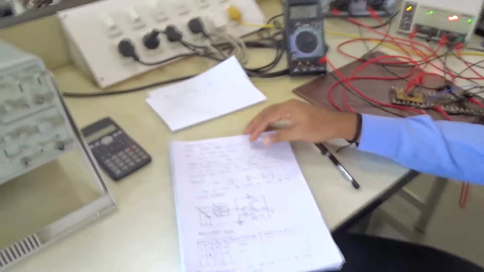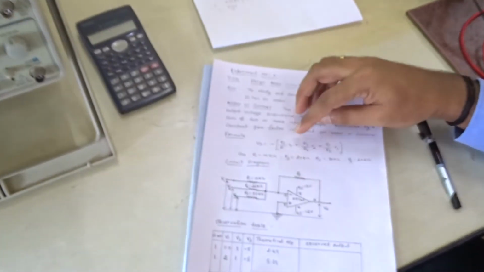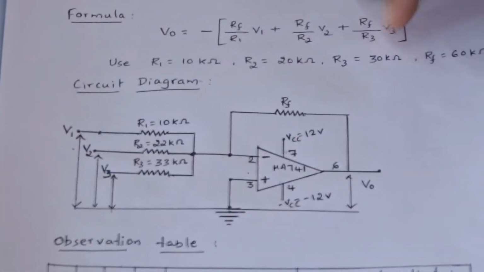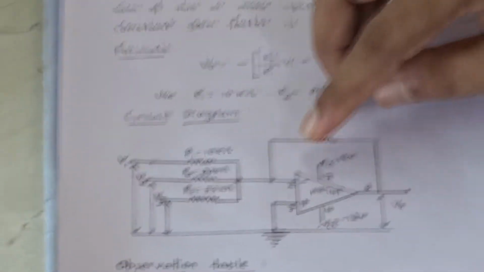Now we will discuss the working of the circuit diagram. The formula used to calculate the output voltage is V0 is equal to minus Rf by R1 into V1 plus Rf by R2 into V2 plus Rf by R3 into V3. This equation is obtained from the circuit diagram.